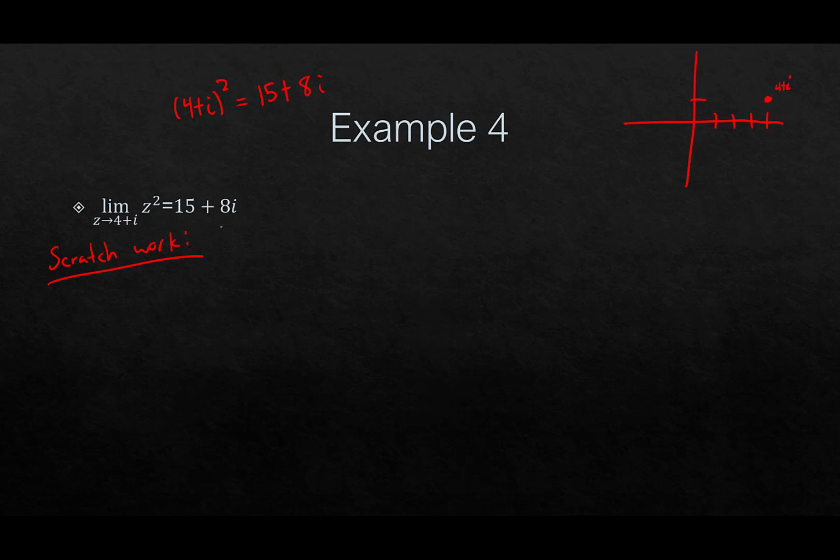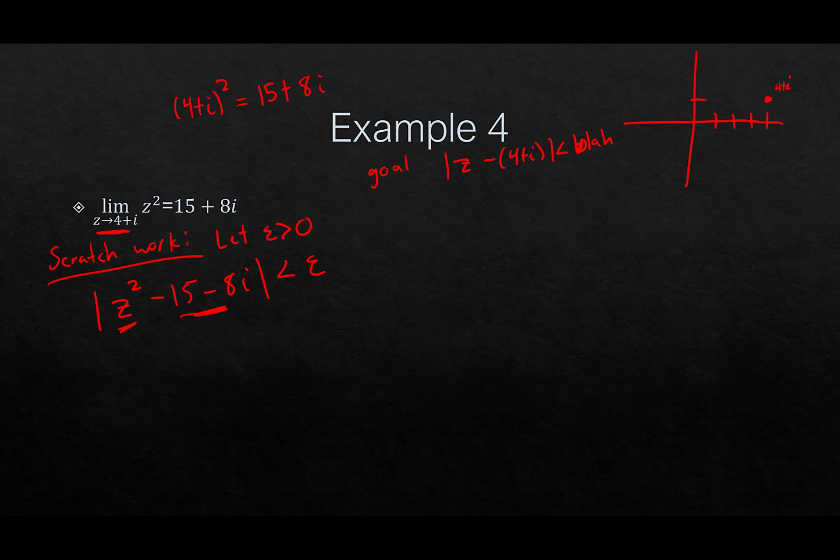Okay. Let epsilon be, again, a small number. And what we're going to do, again, we're going to start with sort of what we want to show. Suppose that the absolute value of z squared minus 15 minus 8i, okay, so that's our f of z minus L there, is less than epsilon. Okay, and we want to somehow get our z minus (4 plus i). Okay, so our goal is to get something that looks like the absolute value of z minus (4 plus i) is less than blah. Okay, so how do we do that?